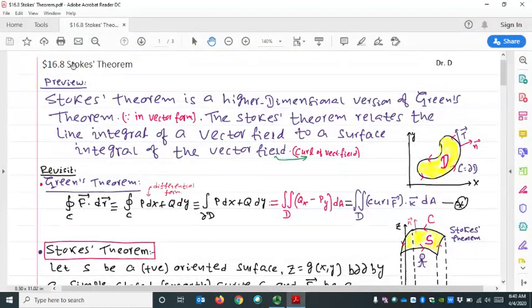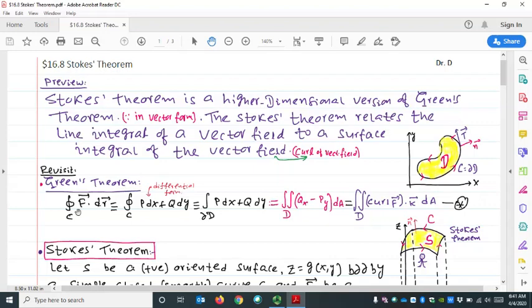Today I am covering Stokes Theorem. First, quick preview. Stokes Theorem is a higher dimensional version of Green's theorem. The Stokes Theorem relates the line integral of a vector field to a surface integral of the vector field. Let me first revisit the Green's theorem.